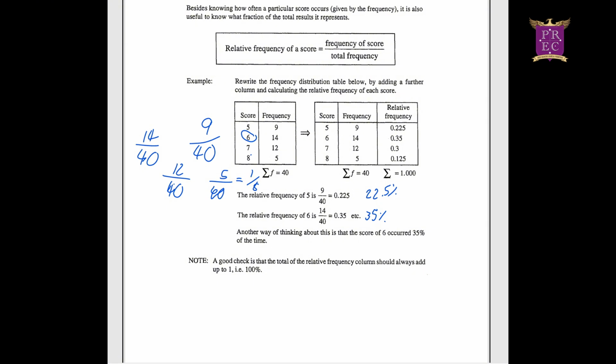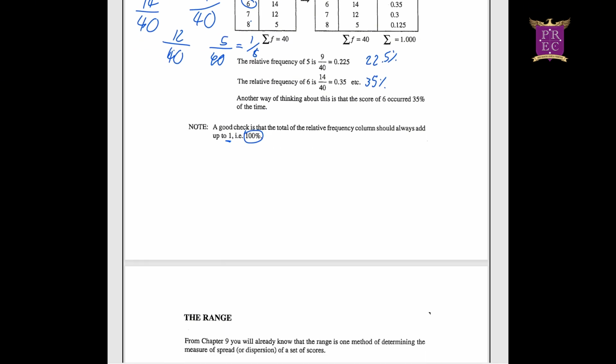And always, if you're doing relative frequencies for a table, add up the relative frequencies to see if it adds up to 100 or 1. Okay, if you're doing percentages, it needs to add up to 100%. If you're doing decimals, it just needs to add up to 1. Okay, and that's it for relative frequencies.